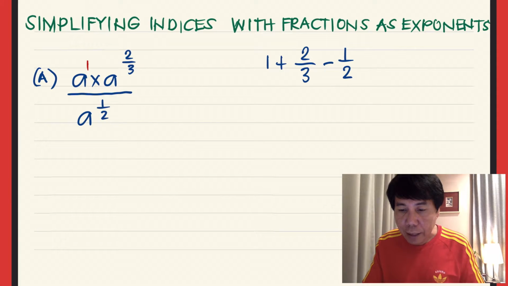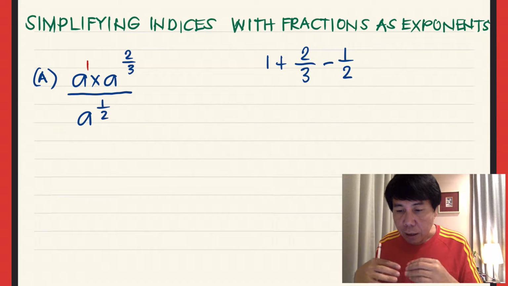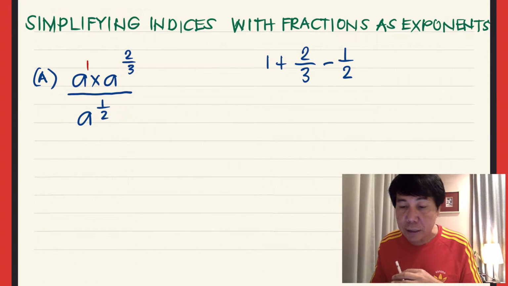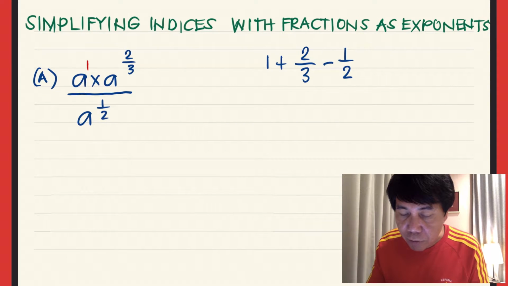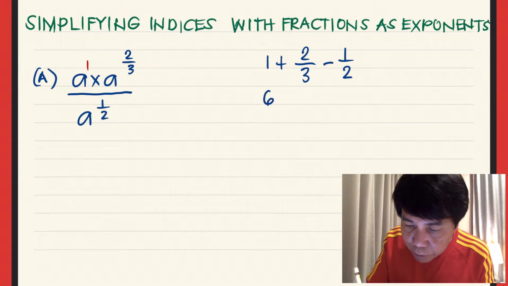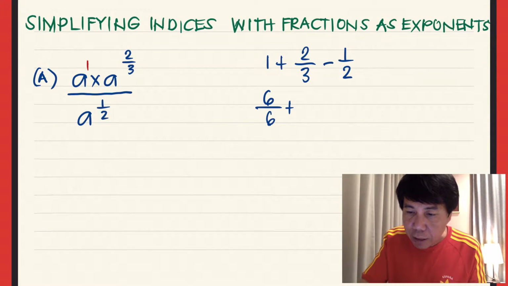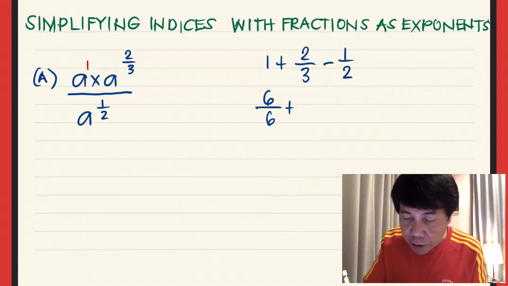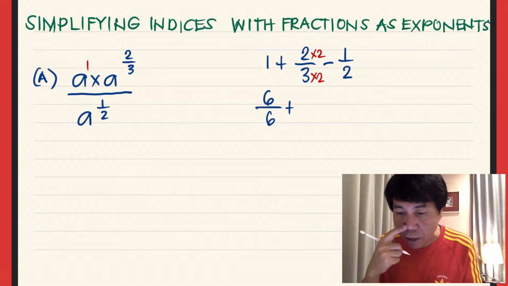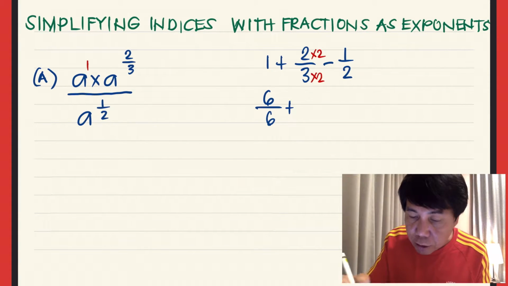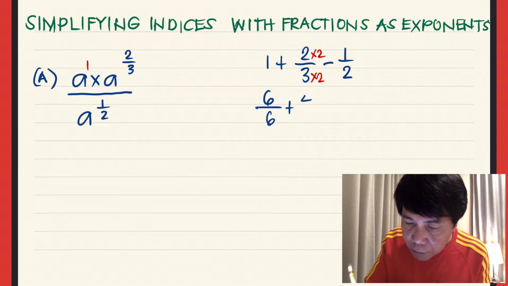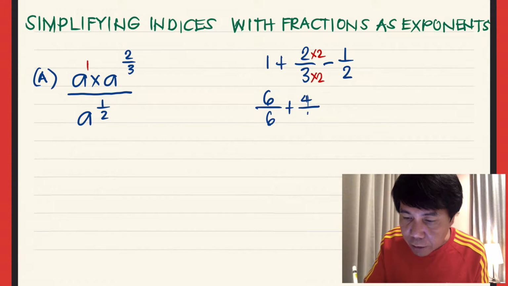Now, the denominators of 2 over 3 and 1/2 are 3 and 2, which we can make into 6. So I will get the equivalent of 1, which is 6 over 6, plus, making the denominator 3 into 6, we multiply this by 2, and the numerator by 2. So we get the equivalent fraction of 2 over 3, which is 2 times 2 is 4 over 3 times 2 is 6.